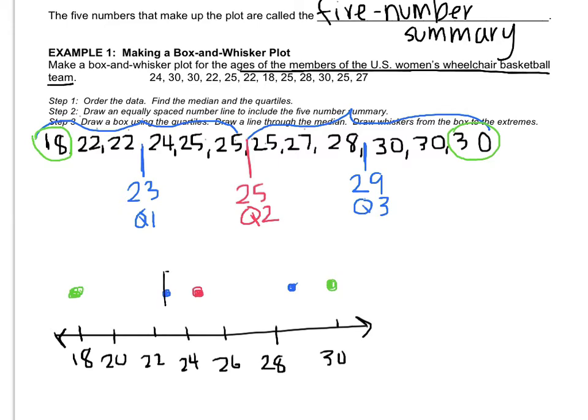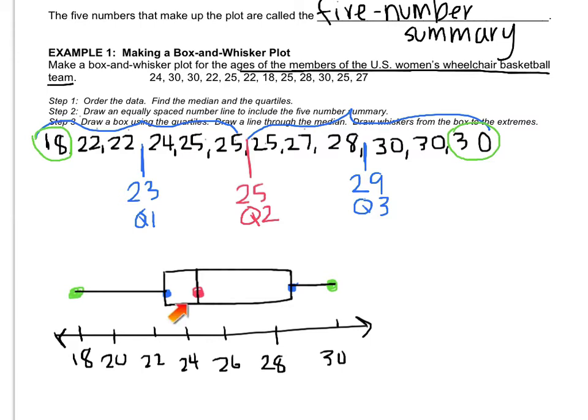So draw a box using the quartiles. So I'm going to draw a box like this around the blue dots representing the quartiles. I'm going to draw a line through the median just like this. And then I'm going to connect my whiskers to the box. This is the box and whisker plot that represents the data that I had. So what this shows me is that 50% of the people are here, 25% are here, 25% are here.